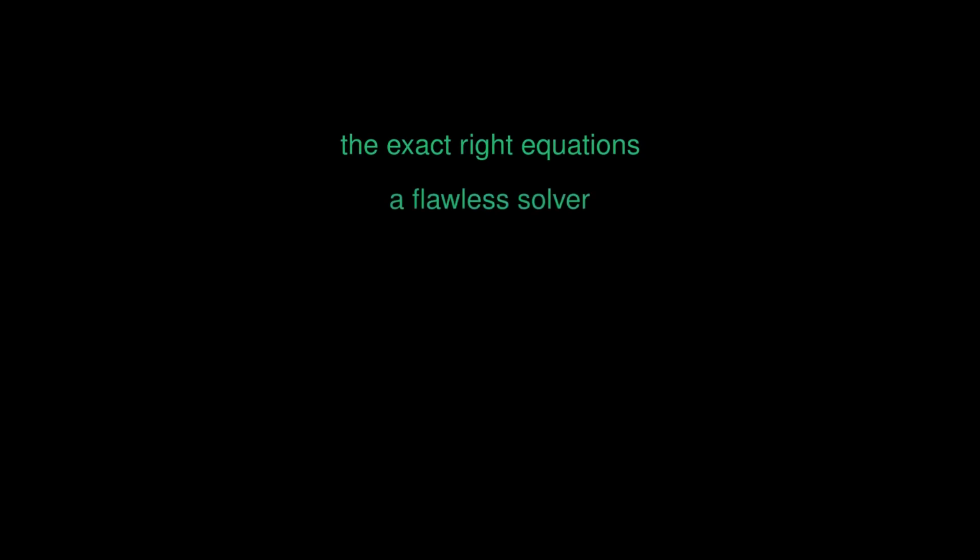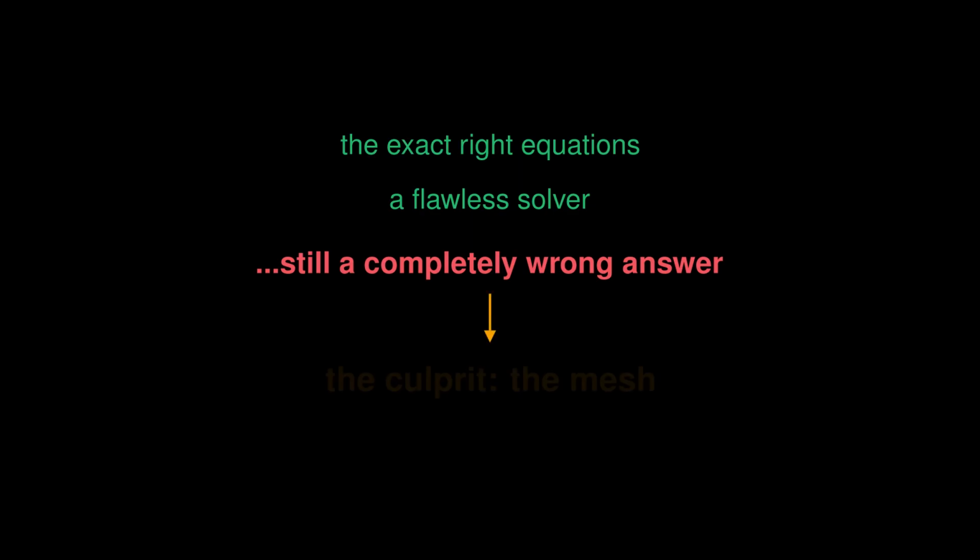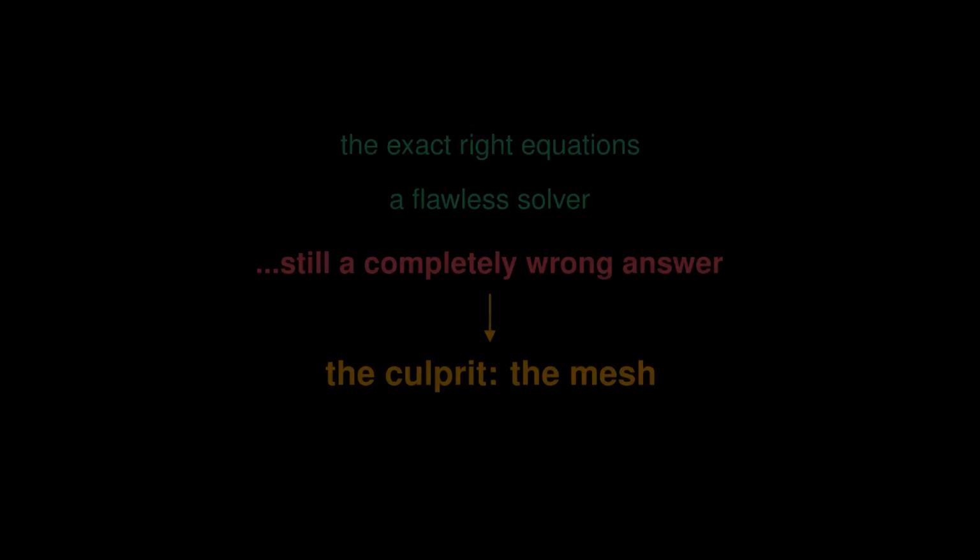You can have the exact right equations and a flawless solver, and still get a completely wrong answer. Not because the physics is off, but because of the mesh underneath it. The mesh is the least glamorous part of CFD, and it's where a huge number of simulations quietly go wrong.